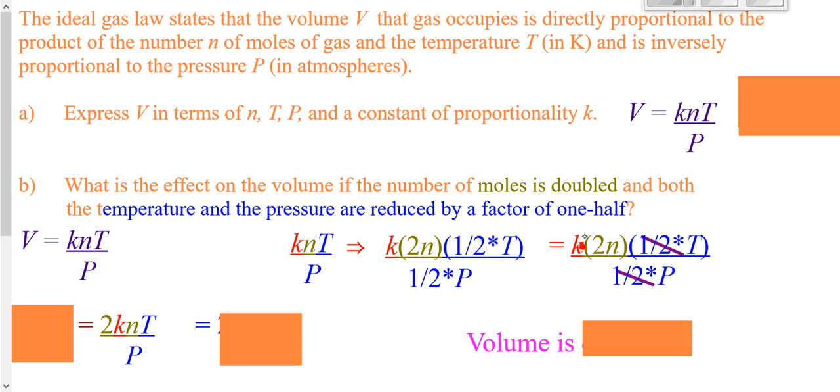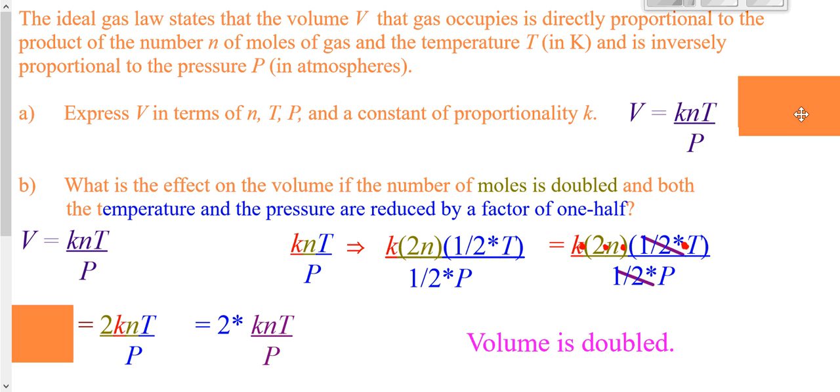is a K times a 2 times an N times a T. If everything's multiplication, you don't really need the parentheses. So then you can multiply in any order you want. I want the K, N, and T all together so I can see how it compares to my original. So if I look at this, it's really just 2 times what I started out with. So if it's 2 times what I started out with, then I just say my volume is doubled.